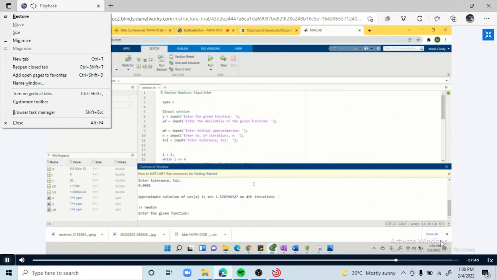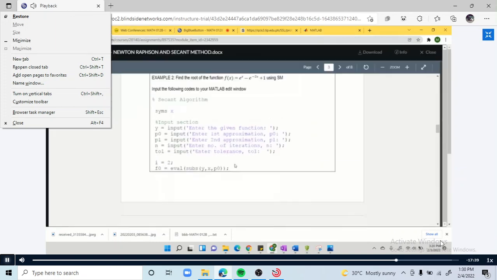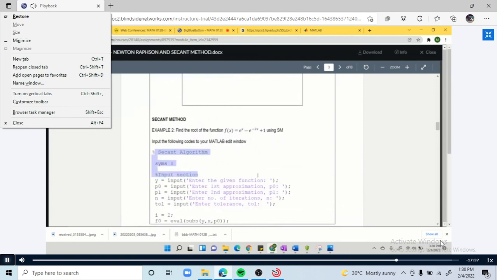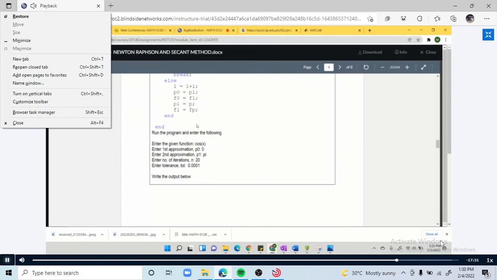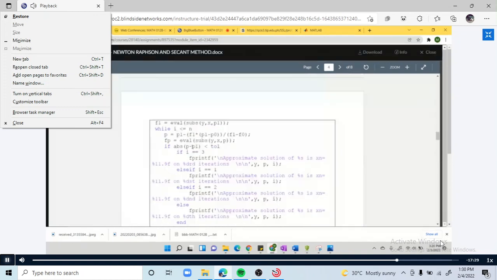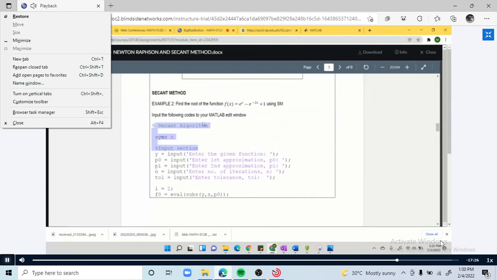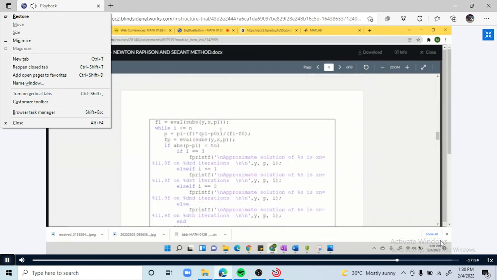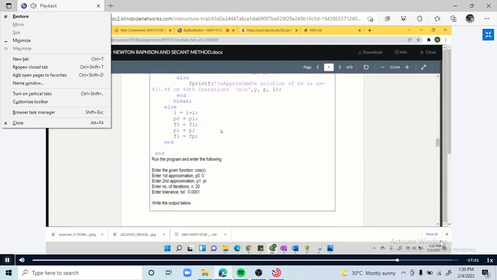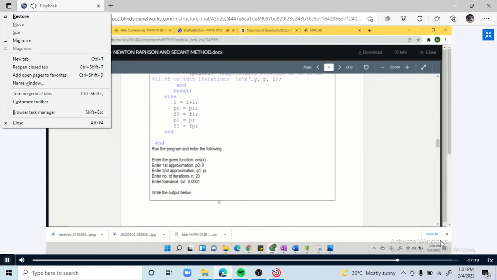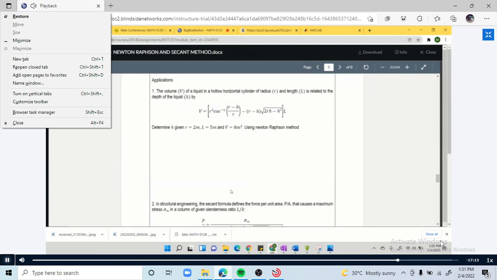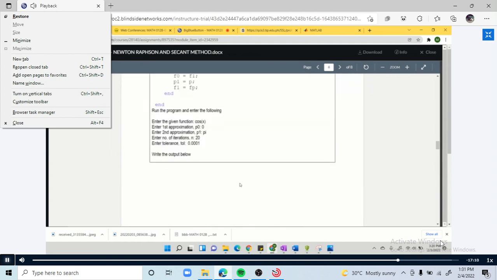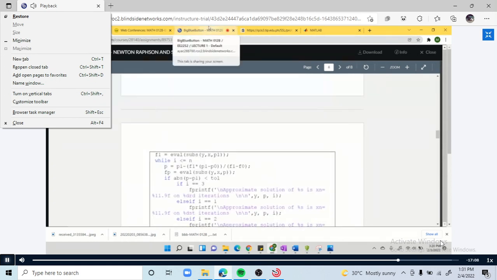Yung po, ma'am, gagayahin nyo na sa template po. So, ganun din sa secant method, no? Gagawa ka ng function for secant method. Same thing. So, ibang file name lang. Ang command mo rin dito ay secant. Run the following. So, ganun din. Write the output below. And then, answer the questions below. So, ganun lang yung pag-enter ng mga functions.